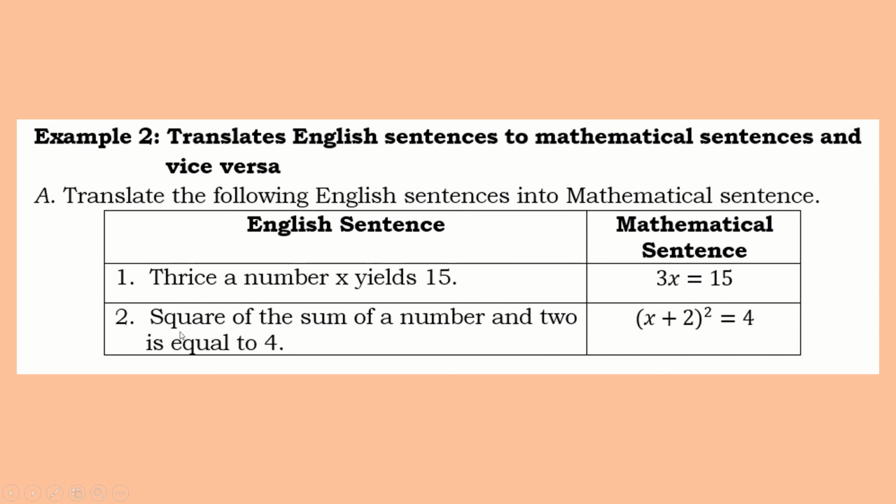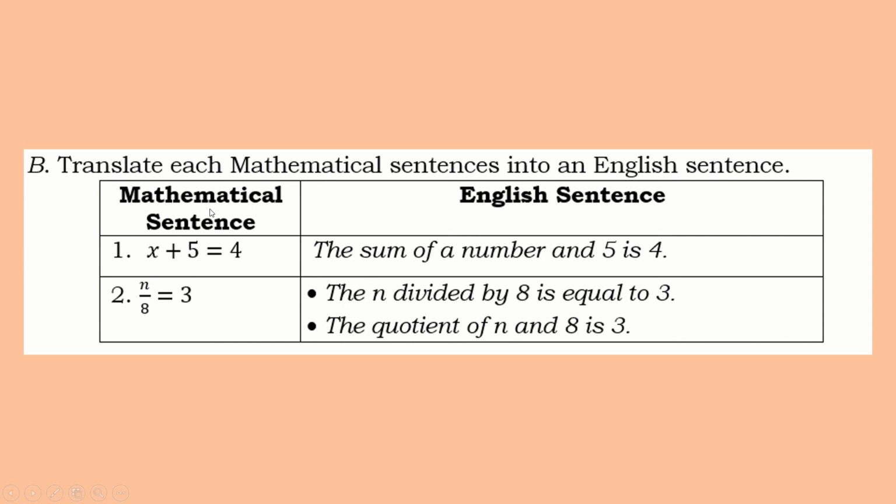Another one, the square of the sum of a number and 2 is equal to 4. The square of the sum of a number and 2 is equal to 4. So we have here (x plus 2) squared. You use the exponent, the power of 2, is equal to 4. That is how it goes for an English sentence to a mathematical sentence. It is different from English phrase to mathematical phrase.